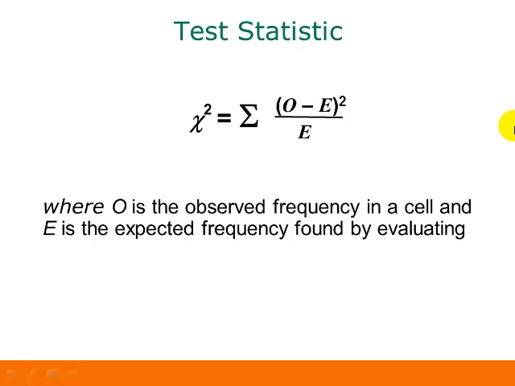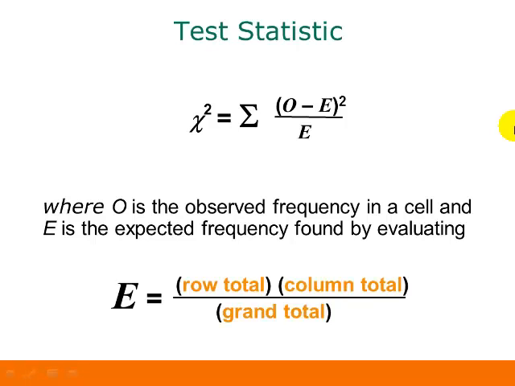A part of the reason for that is that to find the expected frequency in the first place, we have to use another formula, and that is, for that cell of the table, we take the row total for the row that the cell is in, times the column total for the column that that cell is in, and divide it by the grand total for the whole table.